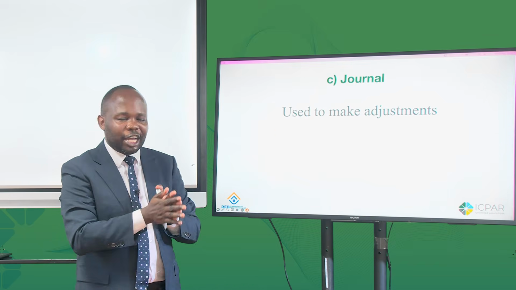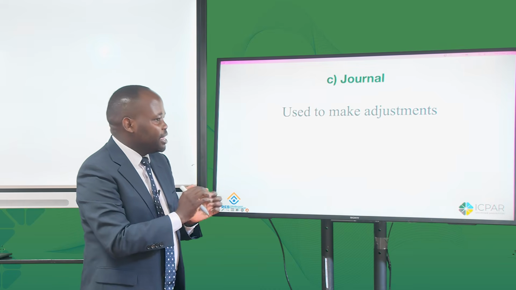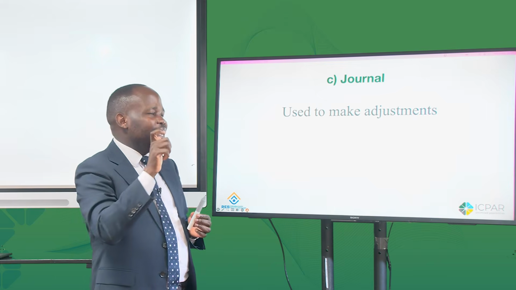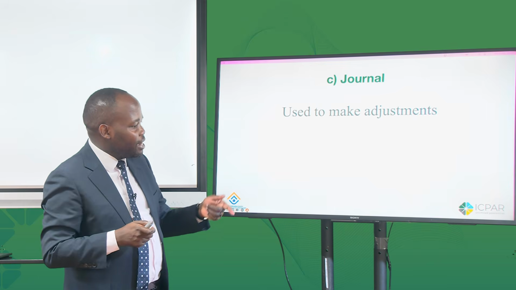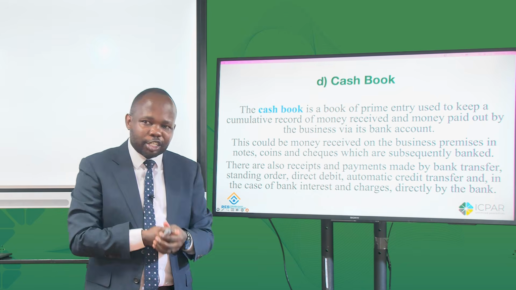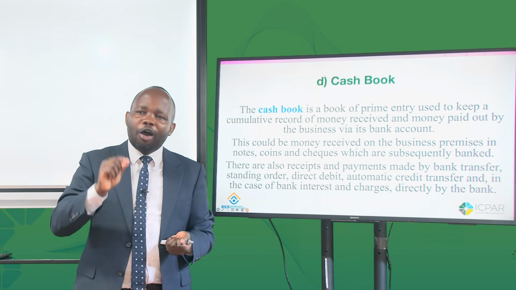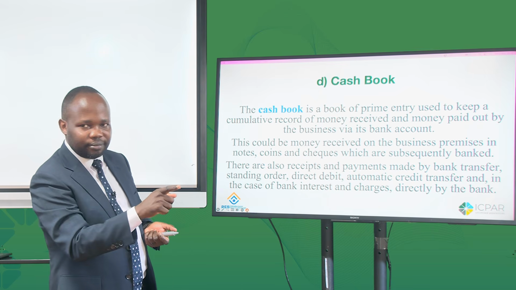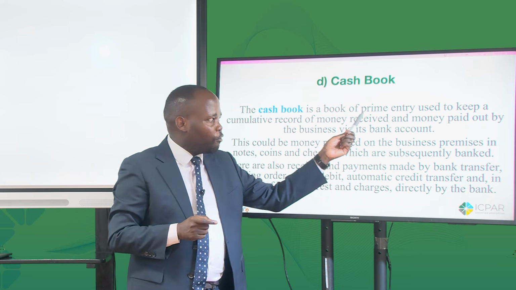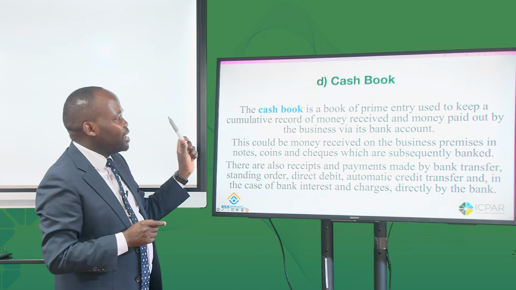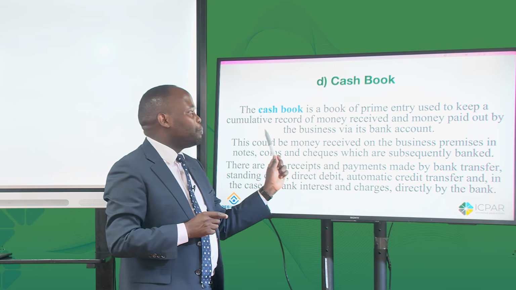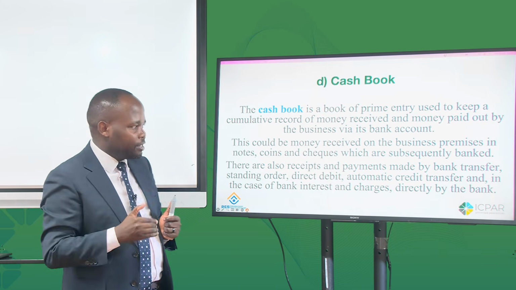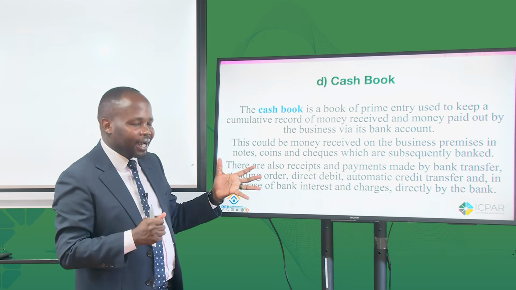Next entry is a journal. In a journal, this is where we record adjustments and corrections of any errors or mistakes that were made in our postings. Cash book. A cash book is where we record all the cash received and all the cash paid. The cash book is a book of prime entry used to keep a cumulative record of the money received and money paid by the business through the bank account.